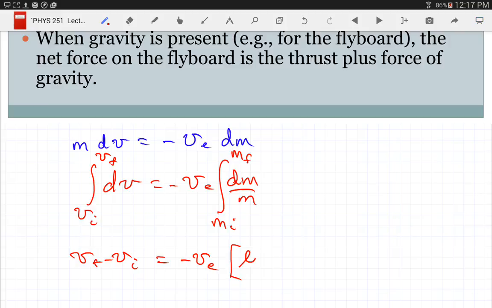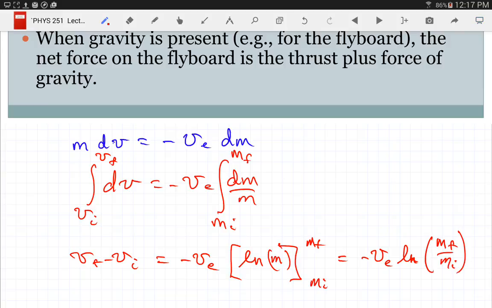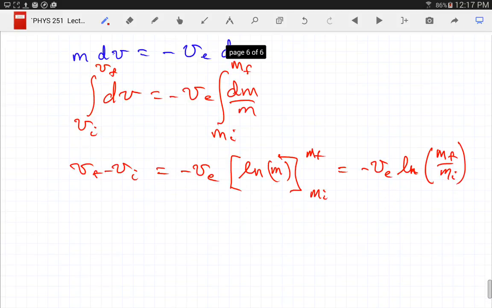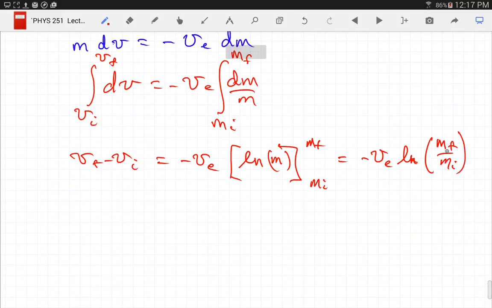Natural log of m. Now when you take your limits, that's equal to minus v_e natural log of m final over m initial. Well, we don't like having the minus sign in there, and there's a real quick and easy way of getting rid of the minus sign, and that's to flip the two arguments in the natural log.